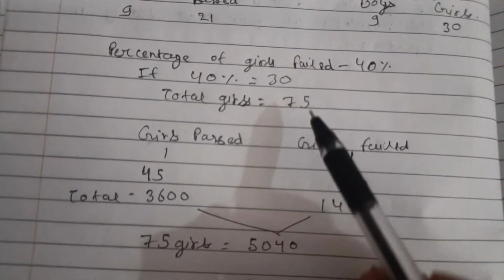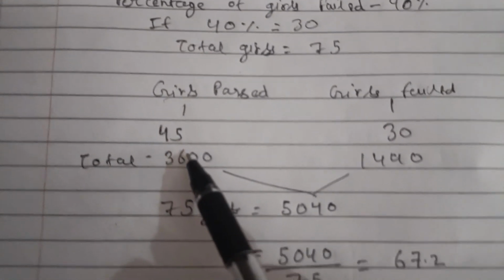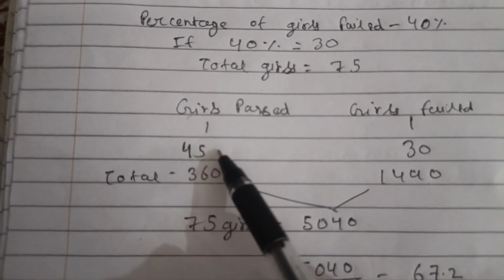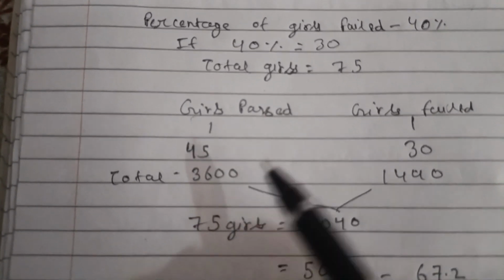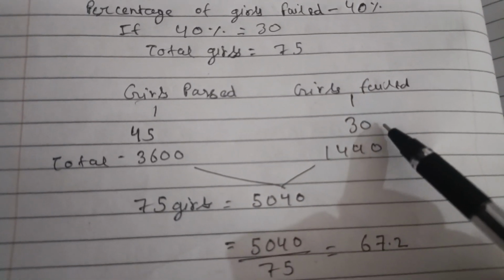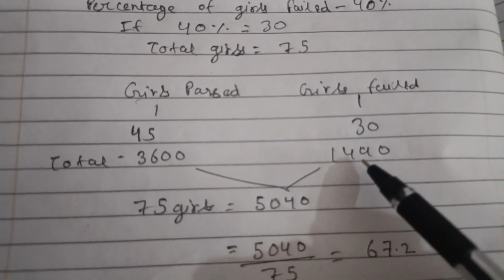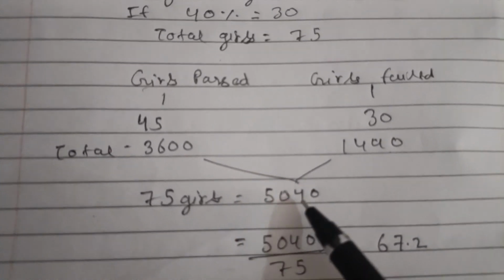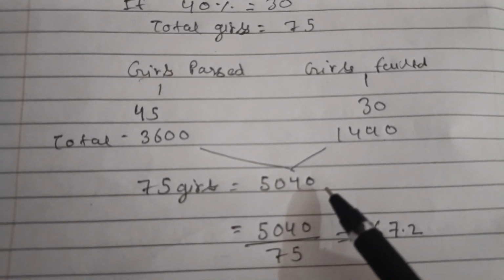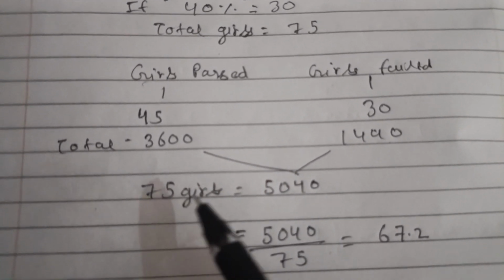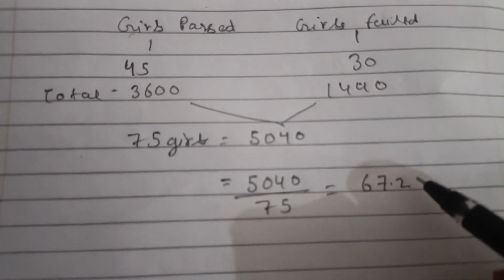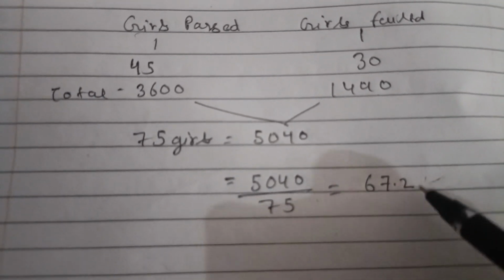So 45 of the girls have passed and the total score was 3600, and the girls who failed were 30 and their score was 1440. So if we add 1440 and 3600, we get 5040 and the total number of girls is 75. So if we divide it by each girl, we get 67.2% as our answer.